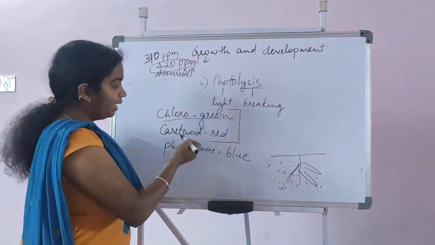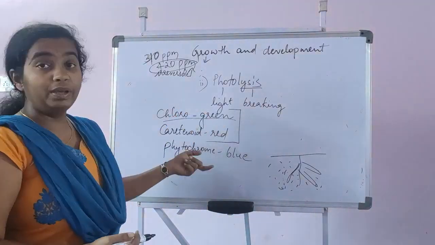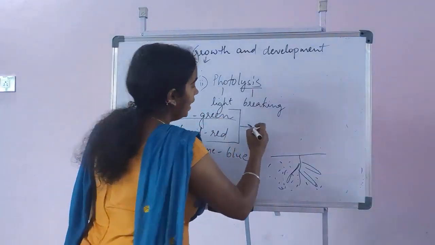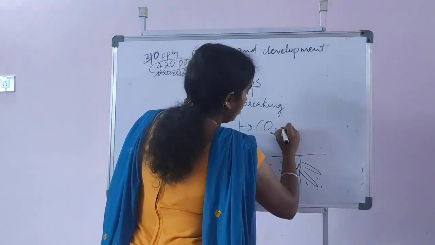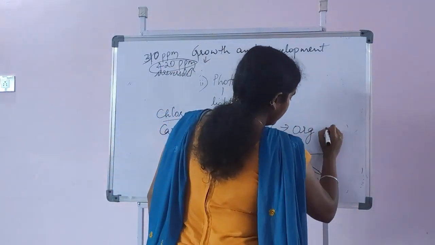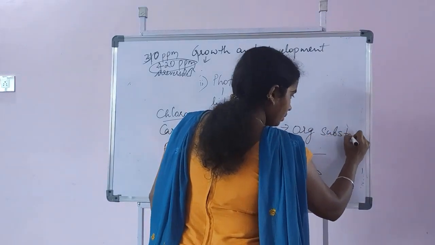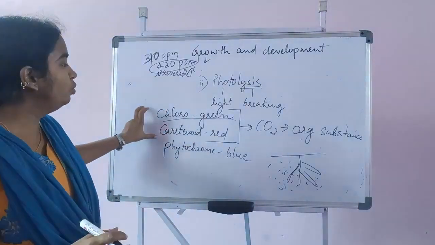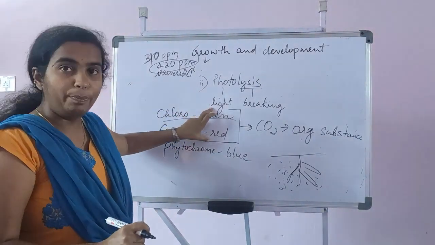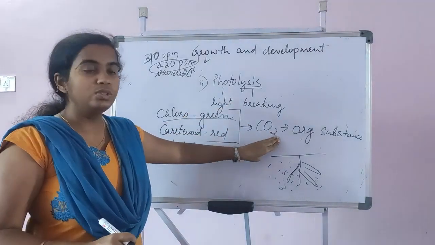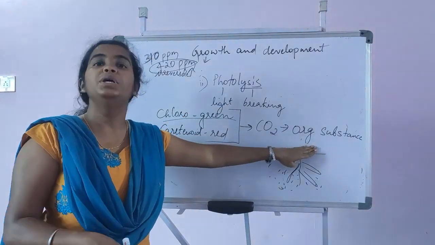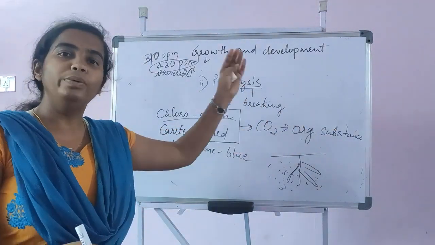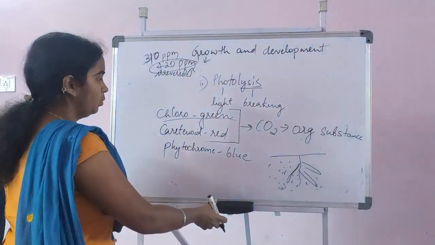So these two, chlorophyll and carotenoid pigments, combine together and reduce carbon dioxide to organic substance. As I have told you, these two are very important. Coupled together, they reduce the carbon dioxide which has entered the plant to organic substance, and that will be used for the plant's metabolism.